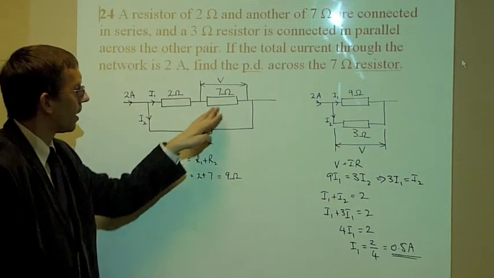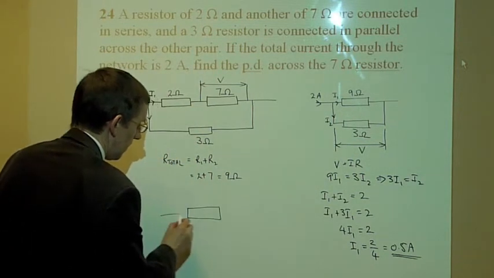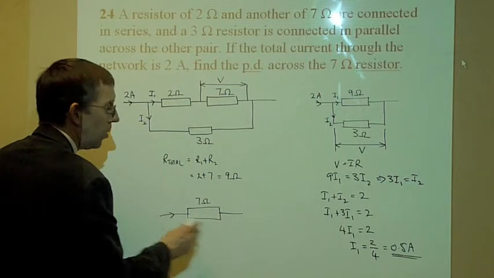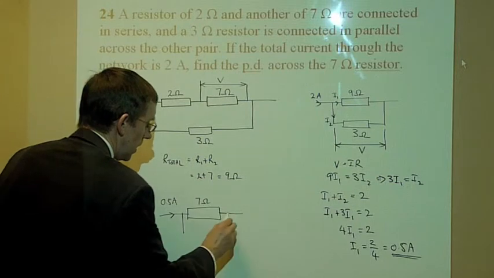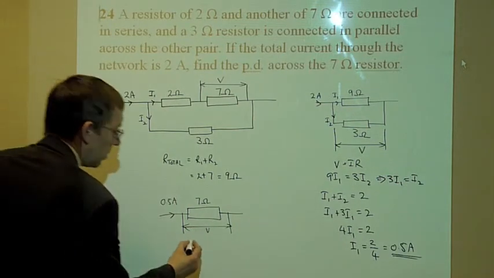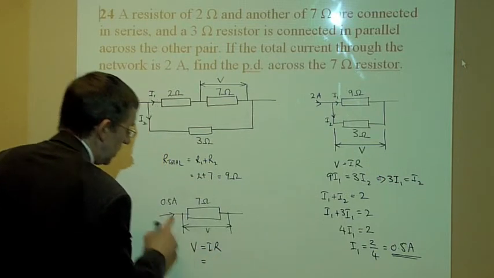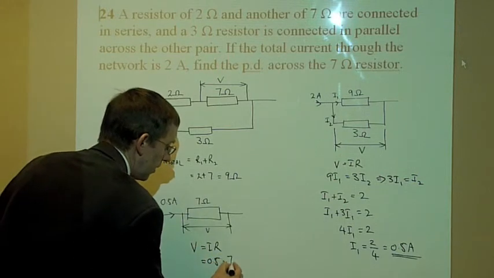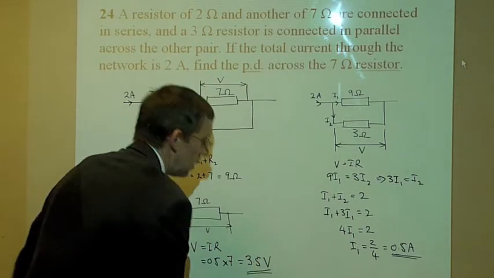So I can redraw the bit I'm interested in now, which is the 7 ohm resistor. So here's my 7 ohm resistor, and I know that I've got 0.5 amps flowing through it, and I want to know what that voltage is. So I can use V equals I times R. So that equals I is 0.5 times R is 7 equals 3.5 volts. And there's my answer.